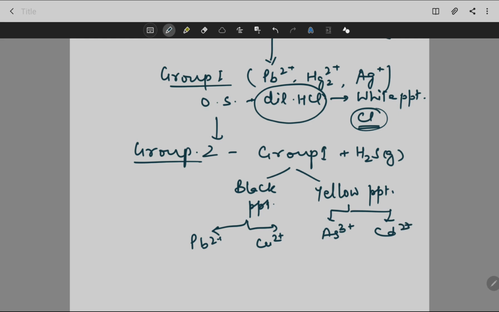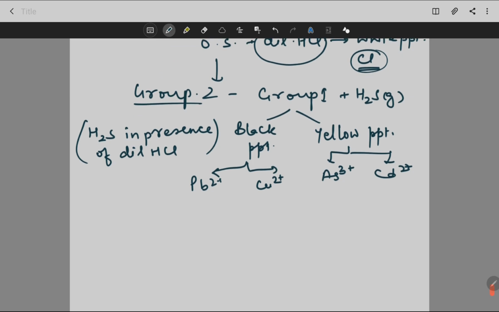Then what is the group reagent for group 2? It is H2S in presence of dilute HCl. If no black or yellow precipitate, it means we are supposed to move for group 3. What are the group radicals for group 3? It is Al3 plus or Fe3 plus.